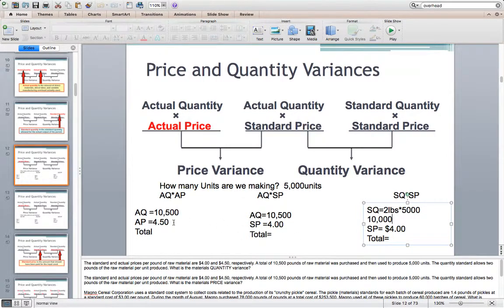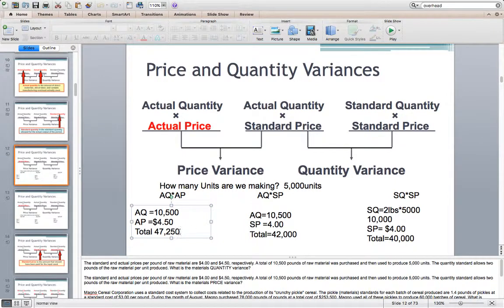And so 10,500 pounds times $4.50 for our actual price is 47,250. And I calculated these beforehand just to make it quicker. 42,000 over here and 40,000. Okay, and then we want a price. This is our price variance and then our quantity variance.